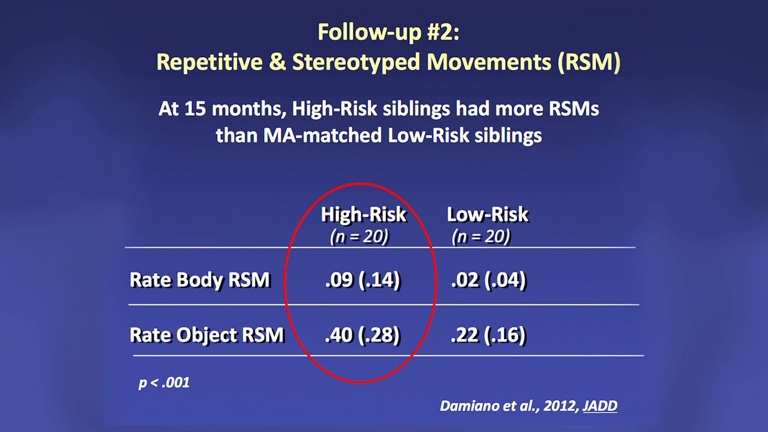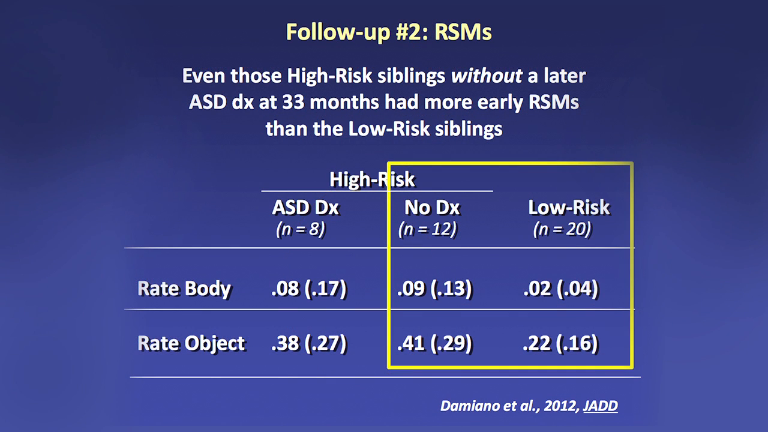But there weren't any differences between the high-risk kids who ended up with a diagnosis and those who didn't end up with a diagnosis. So this behavior, though it may look unusual, was not predictive of a diagnosis in this sample. The follow-up was at 33 months. And even the children without a diagnosis were higher than the low-risk children in these repetitive behaviors. So it doesn't mean that if as a group they're different, it's going to mean something for later on and for a diagnosis.